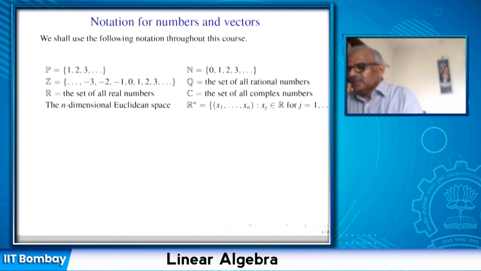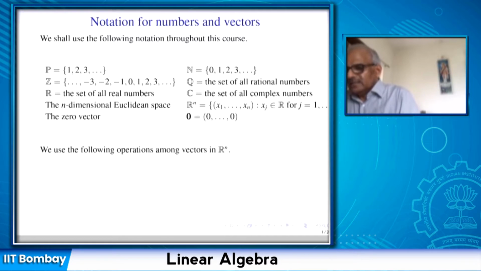The n-dimensional Euclidean space, we will denote it by Rn, and Rn consists of vectors with n components. The components are real numbers. Similarly, we can write Cn to denote vectors with complex entries, or Qn to denote vectors with rational entries, and like that. The 0 vector, boldface 0, will denote the 0 vector, and from the context it will be clear how many components the 0 vector has.